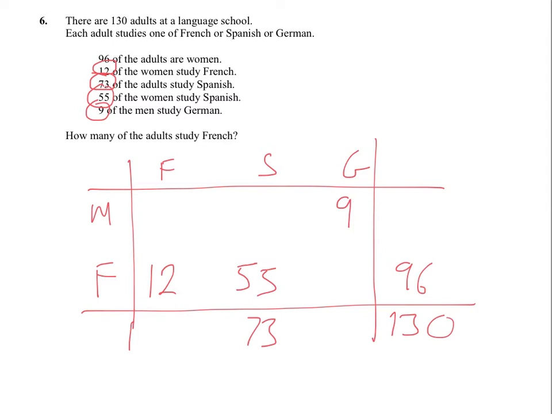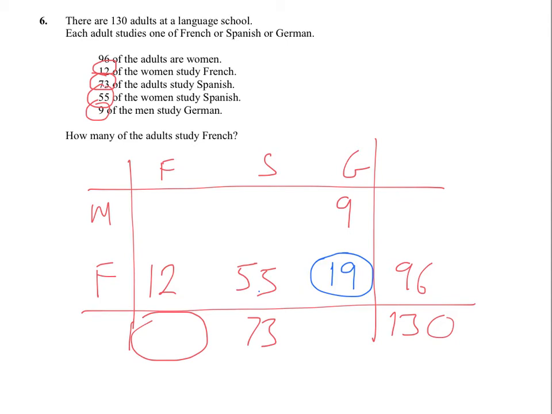How many adults study French? So what we're looking for is this number down here. So how are we going to get this one? Well, I'm going to go for this gap first. Now that is 12 plus 55 plus something is 96. Well, 12 plus 55 is 67. 67 plus 29 is 96. And remember, you've got your calculator to help you here if you need it.